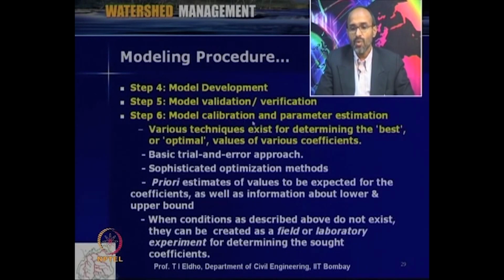And step number 6, model calibration and parameter estimation. You can see that especially in watershed modeling, there are a number of coefficients or parameters we have to identify based upon the available field data.